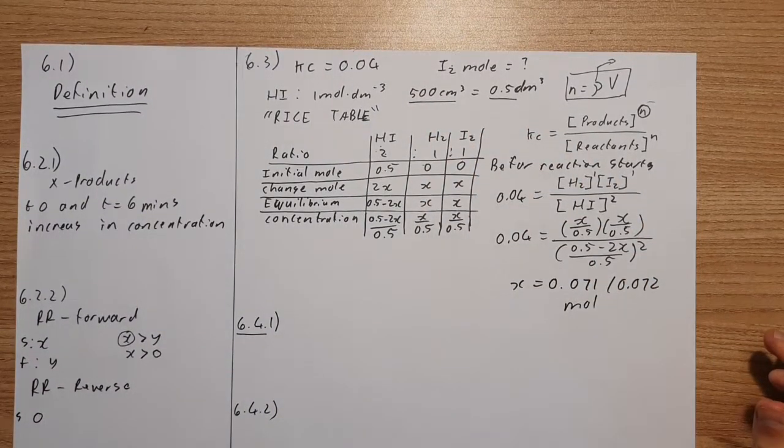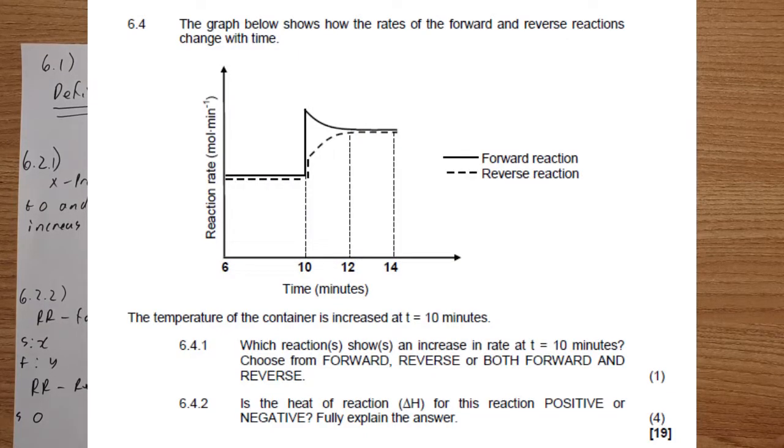Now let's have a look at 6.4. So 6.4, another graph is given. So they say the graph below shows the rate of the forward and reverse reaction with the change of time. Okay, so the forward reaction is a solid line, the reverse reaction is a dotted line. We can see it's the rate of reaction against time. Okay, note that at 10 minutes there's a spike. So let's see what they tell us here at 10 minutes.